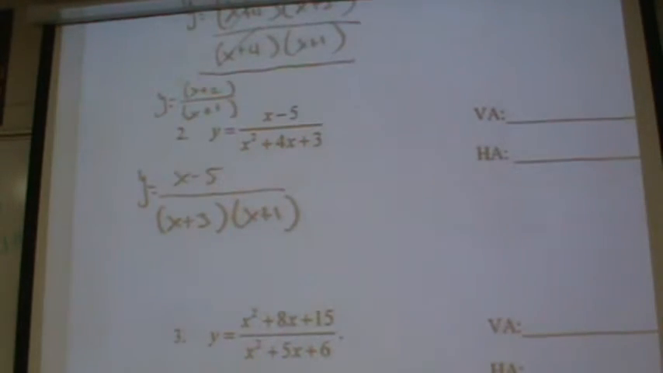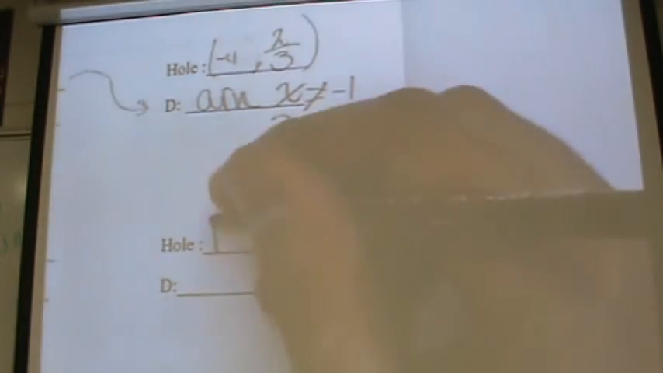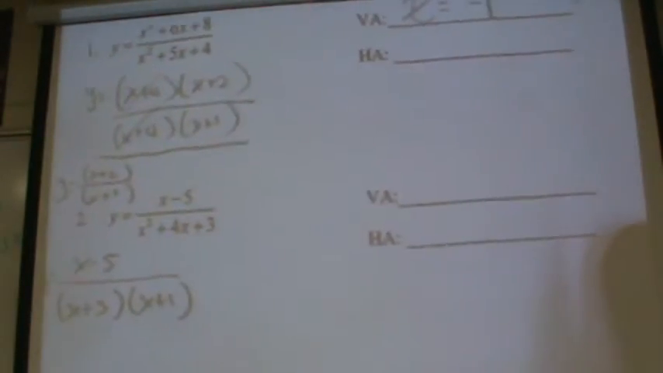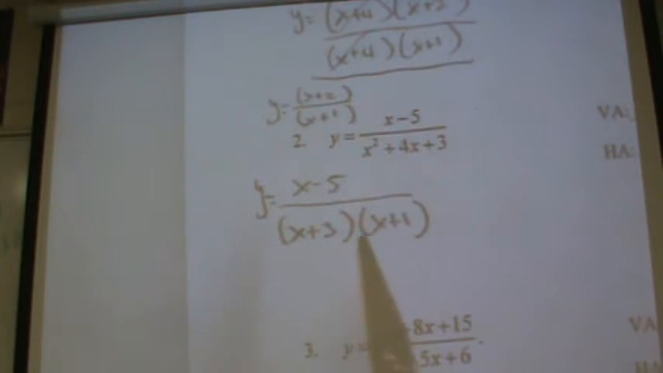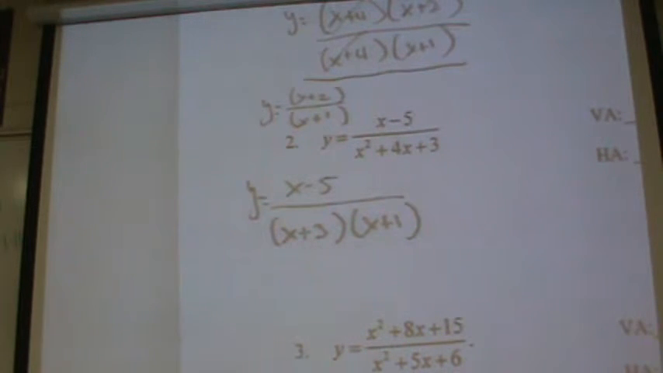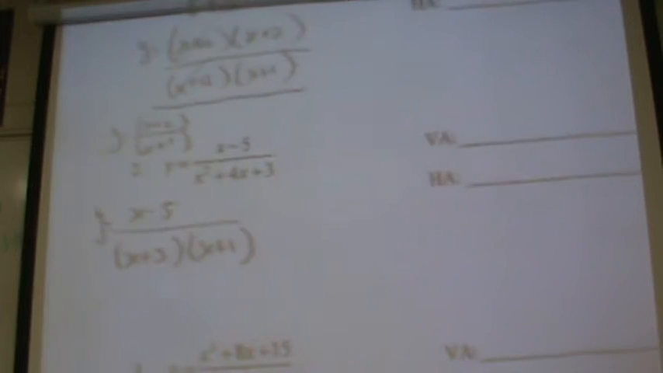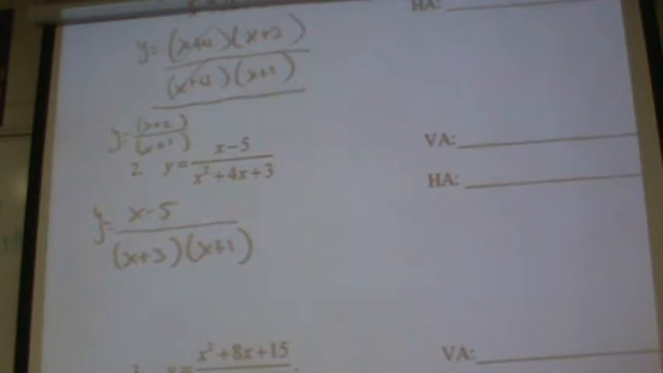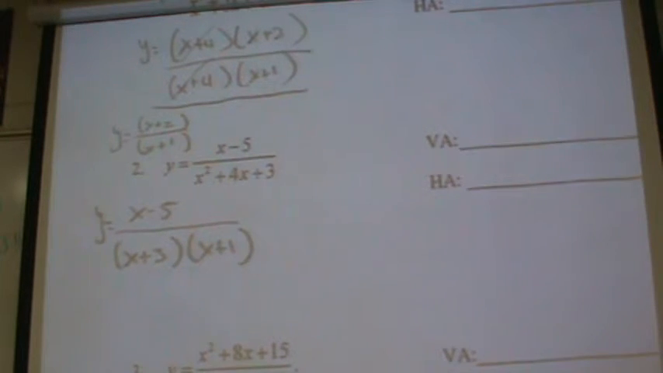Is there a hole in this one? No. So you're going to write hole: none. Your vertical asymptotes, which are the two at the bottom, x is going to equal what? Negative 3 and negative 4. Negative 4? Well, negative 1. Negative 3 and negative 1. Right.